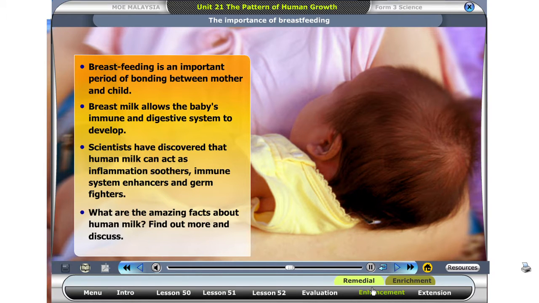Do you think breastfeeding is still commonly practiced? What are the amazing facts about human milk? Find out more and discuss.